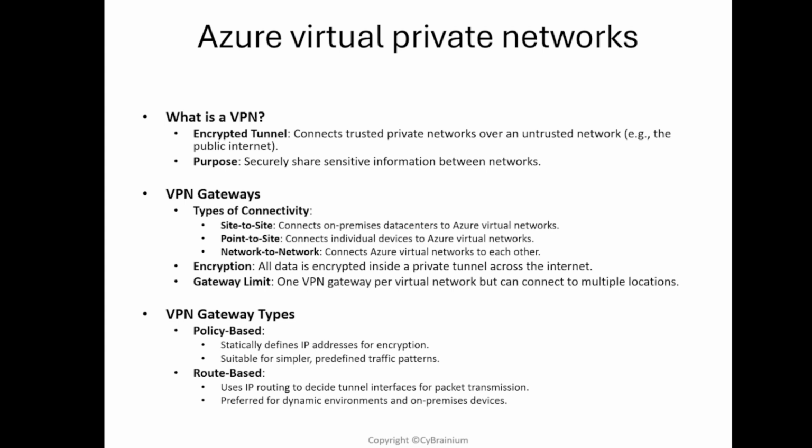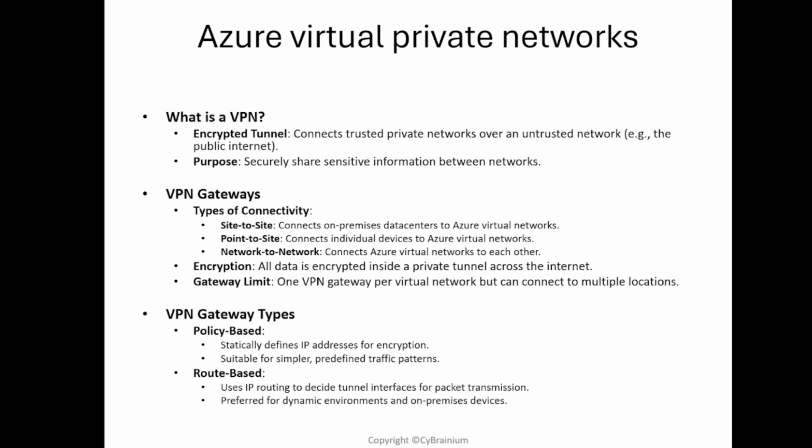So what is a VPN? Obviously, if it is a VPN, then it should be an encrypted tunnel, right? It connects trusted private networks over an untrusted network, that is the public internet. And what is the purpose? The purpose is very simple: securely share sensitive information between networks. Now, VPN gateways, you should know what types of connectivity there are.